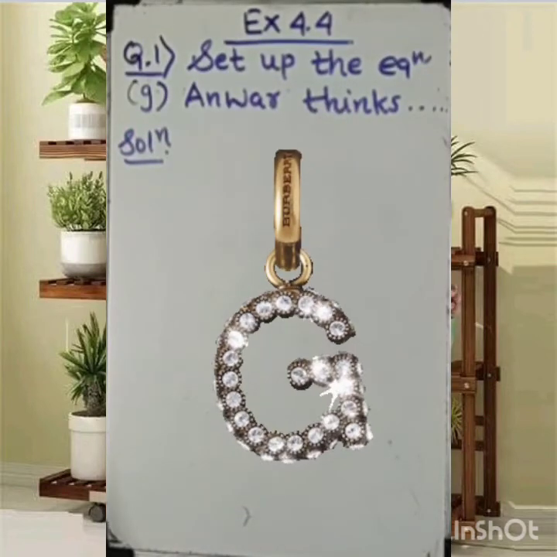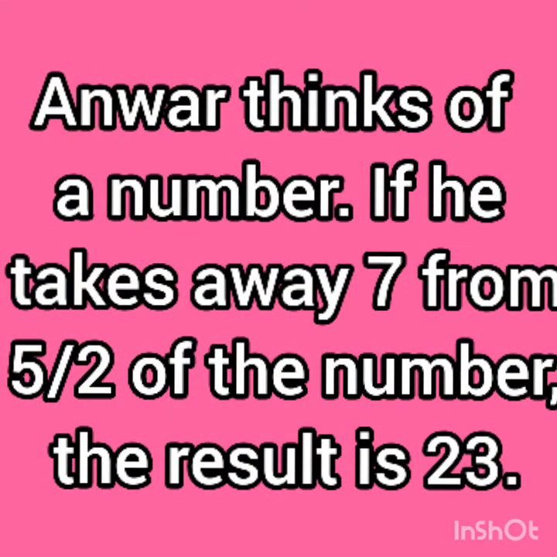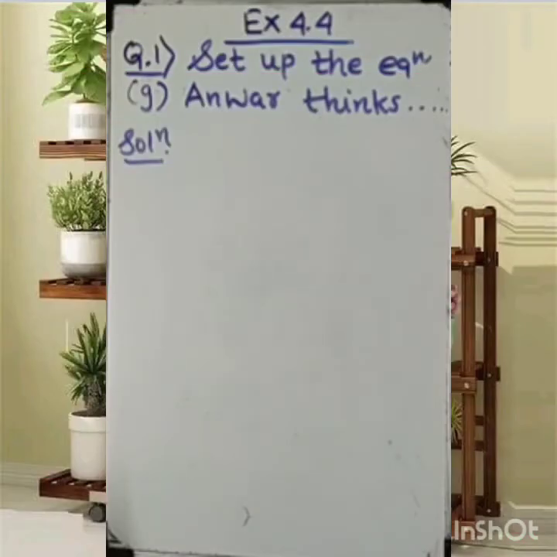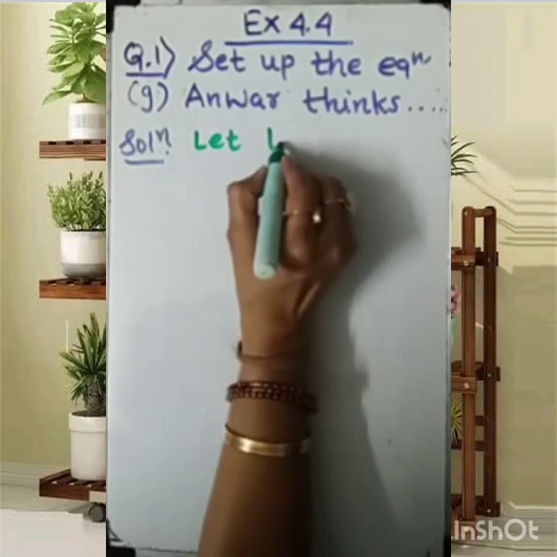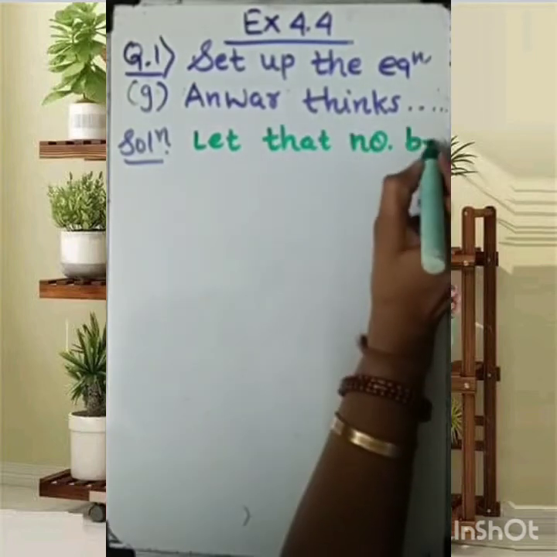So, my dear student, the G we are given here. Anwar thinks of a number. If he takes away 7 from 5 by 2 of the number, the result is 23. This is the question. We do not know which number Anwar is thinking about. So we need to write here, let that number be x. First step, let that number be x.